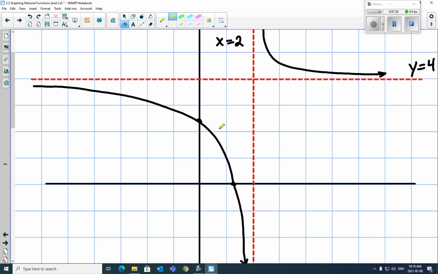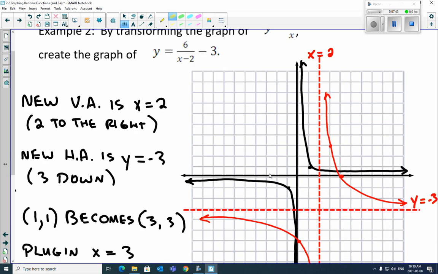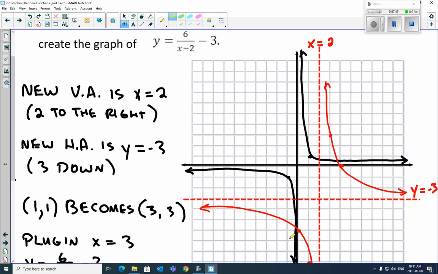Okay, flip the page. Let's look at another one here. So by transforming the graph of y equals 1 over x, create the graph of y equals 6 over 2 minus x, minus 3. So where is our original graph? So where's our y equals 1 over x? Well, we can see that right away. That would be the black lines here. And again, there's your invariant points, right? The 1, 1 and the negative 1, 1.